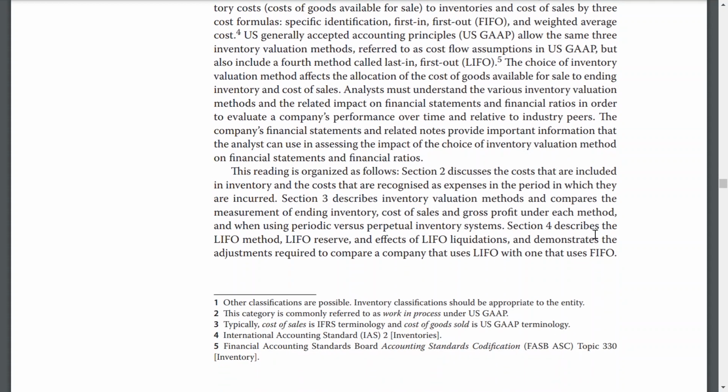This reading is organized as follows. Section 2 discusses the costs that are included in inventory and costs that are recognized as expenses in the periods in which they are incurred. Section 3 describes inventory valuation methods and compares the measurements of ending inventory, cost of sales, and gross profit under each method, and when using periodic versus perpetual inventory systems. Section 4 describes the LIFO method, the LIFO reserve, and the effects of LIFO liquidation, and demonstrates the adjustments required to compare a company that uses LIFO with one that uses FIFO.